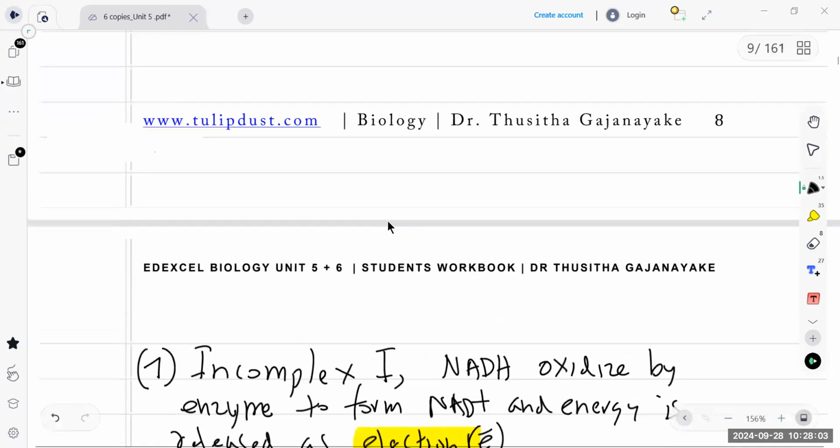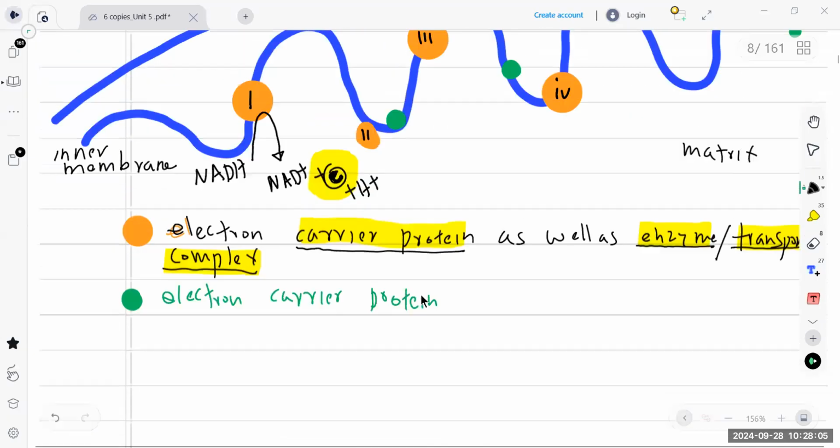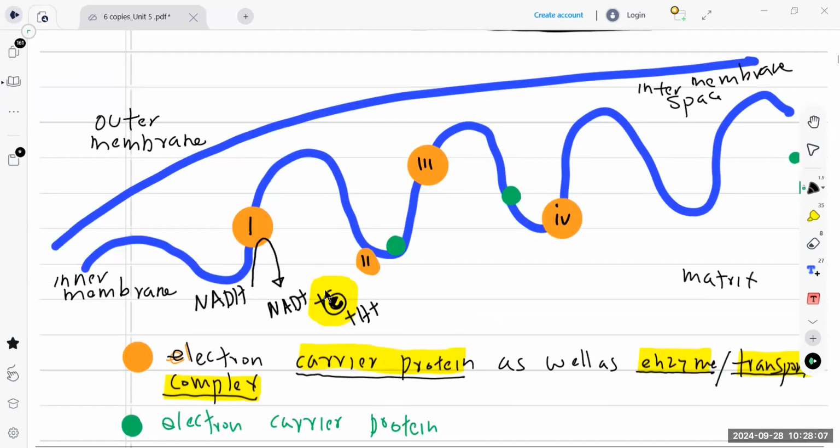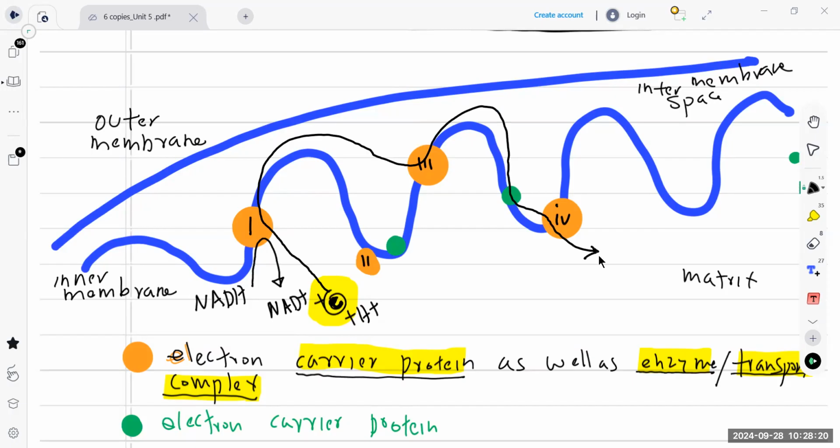We can show the second step in the diagram like this. This electron started to move into complex 1, complex 3, and complex 4, and then goes out. So it does not have energy now. I don't color it yellow because the energy is lost.